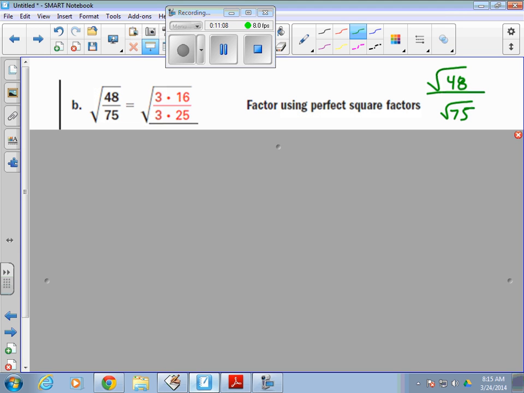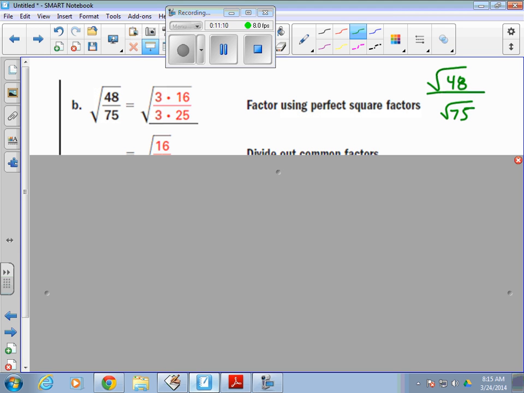So when we separate this top part of the radical, we get the square root of 16 times the square root of 3 over, when we separate the square root of 75, we know its perfect square factor is 25, because we know quarters go into 75 cents. Think of it that way. 25 times the square root of 3. Now look and see what you have here. You have the square root of 3 divided by the square root of 3.